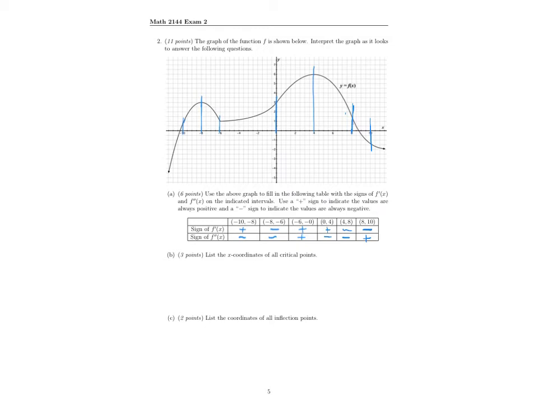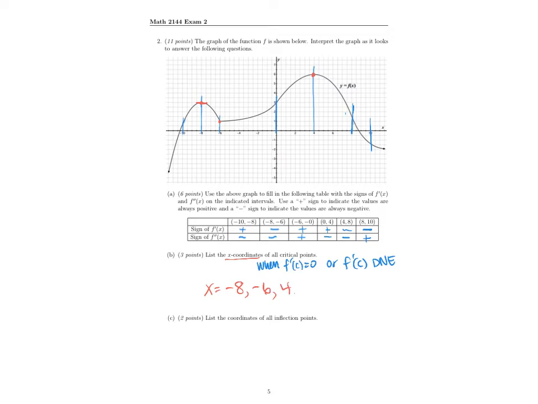The next thing says to list the coordinates of all critical points. Critical points here would be where f prime is equal to 0 or where f prime does not exist. So what are the places where the derivative is 0 or doesn't exist? That would be here, here, here. When it says the x coordinates, I want to list the x coordinates of those critical points. So that is x equal -8, -6, and +4.